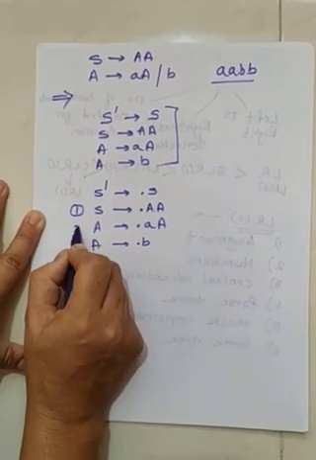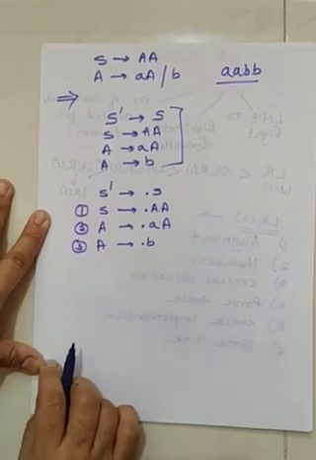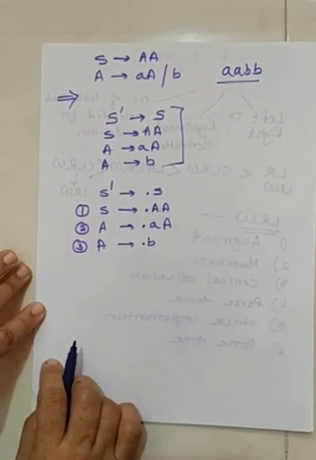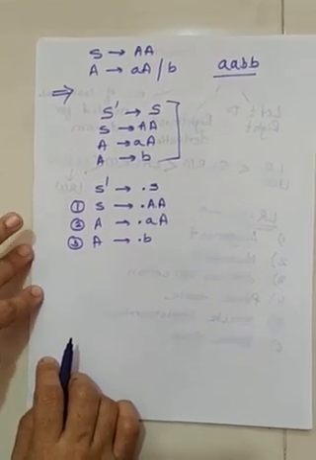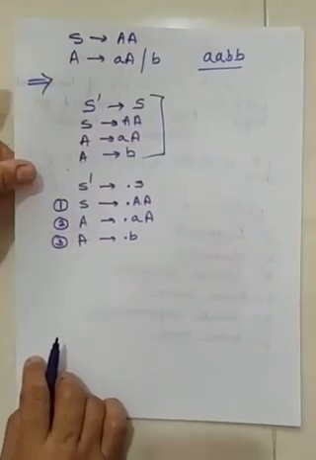For second production, number 2, and for third production, number 3. So the second step is complete: we assign a number to each production. Now, what is the third step? Make a canonical collection of the LR(0) items. In short, this is also known as a state diagram.